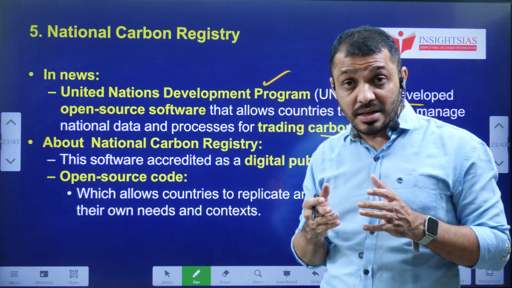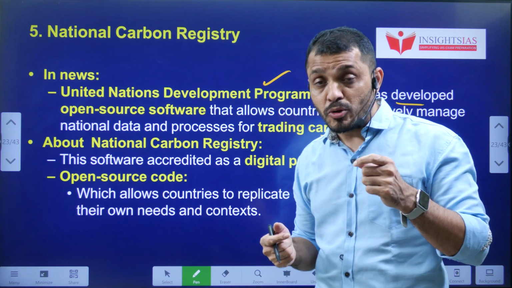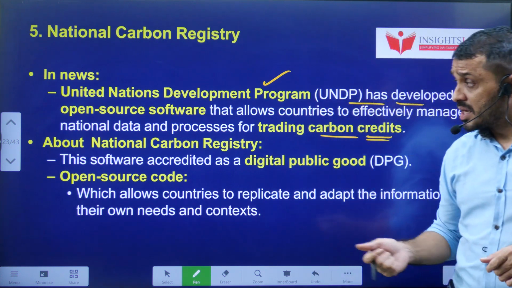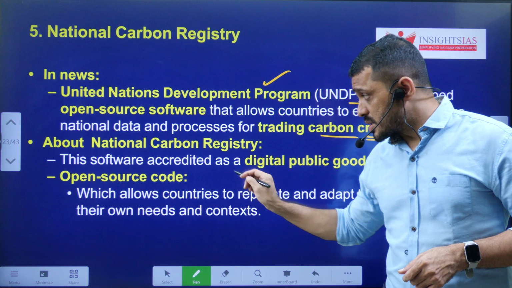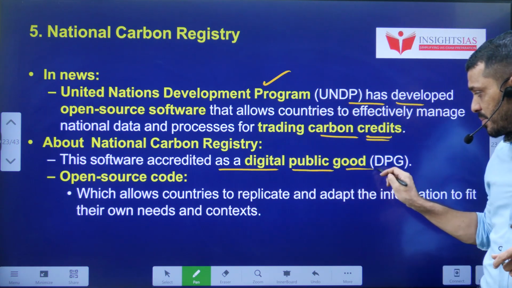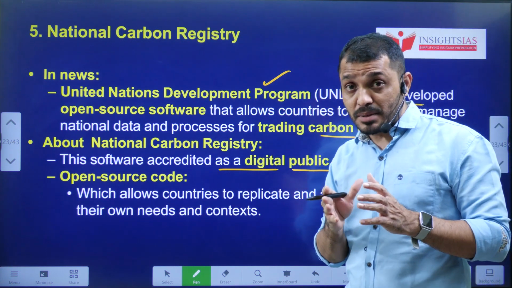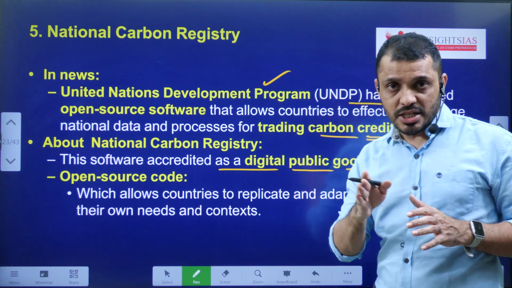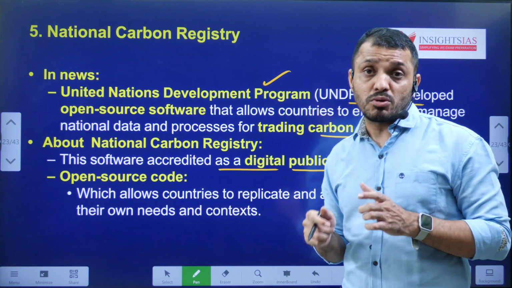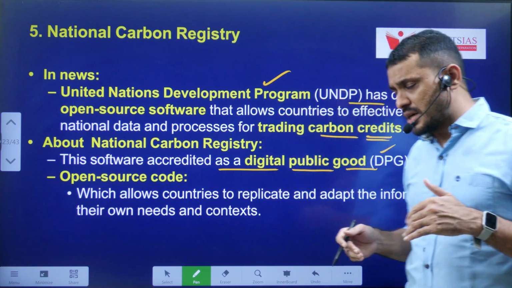So carbon credits are nothing but an incentive program to a particular nation for promoting a more sustainable way of living. This National Carbon Registry software is accredited or labeled as a digital public good. Any software or any digital product, if it is developed for the public purpose, is known as a digital public good. What is the meaning of open source code? Open source code means open software which can be used by the respective nations or anyone.